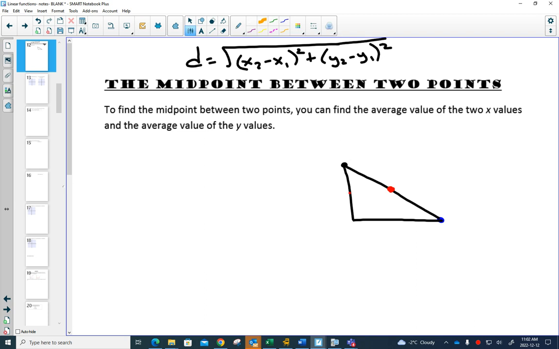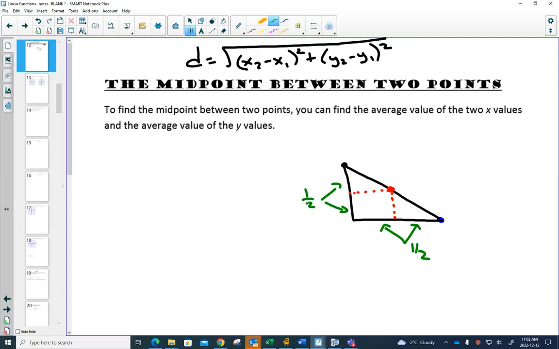And does it make sense that if you want to find the midpoint between the black and the blue line, it will cut this perfectly in half, and that perfectly in half. If it's going to be in the middle, middle is like halfway between things. So we have to do halfway between the y values and halfway between the x values.